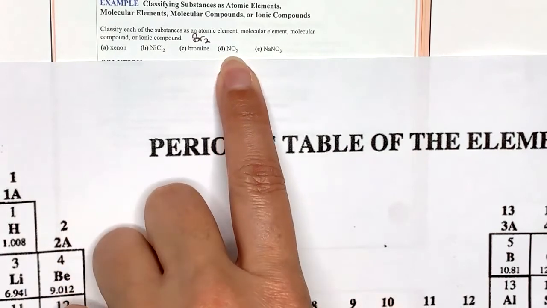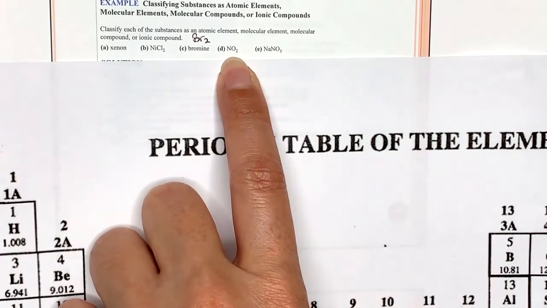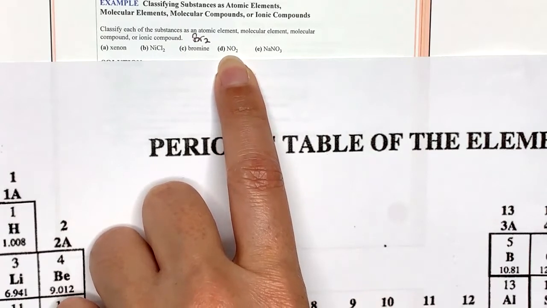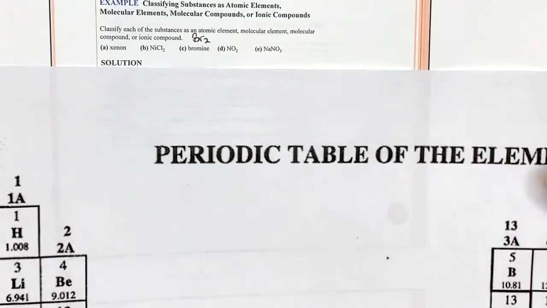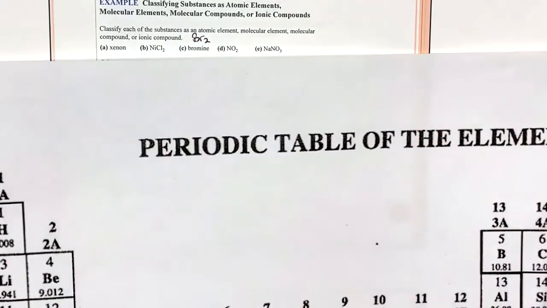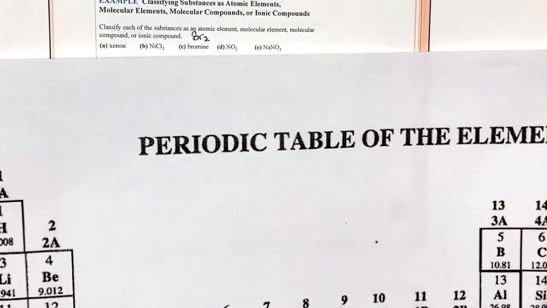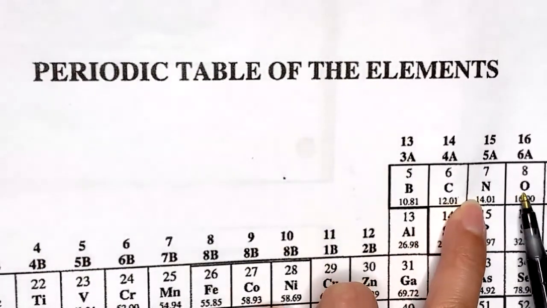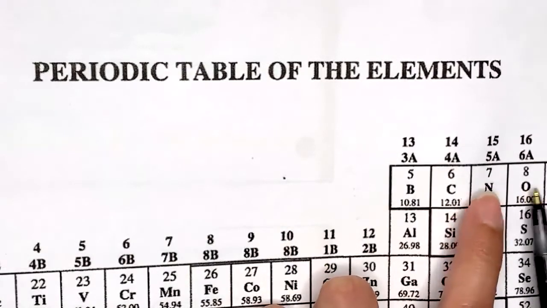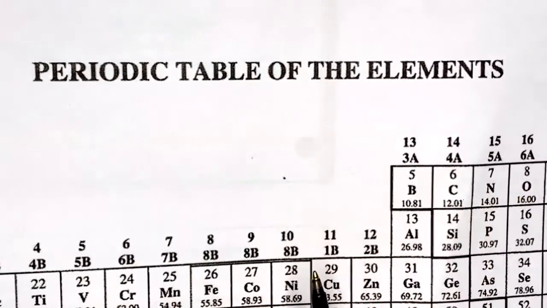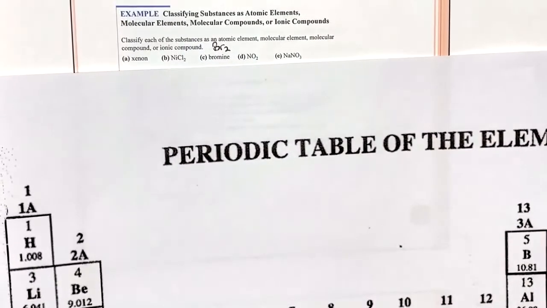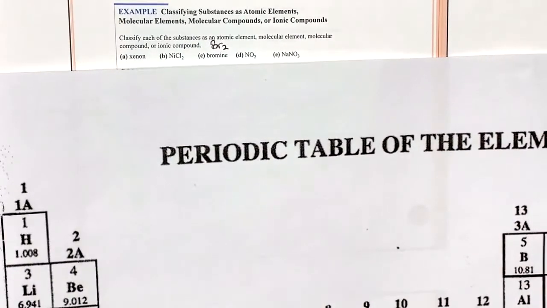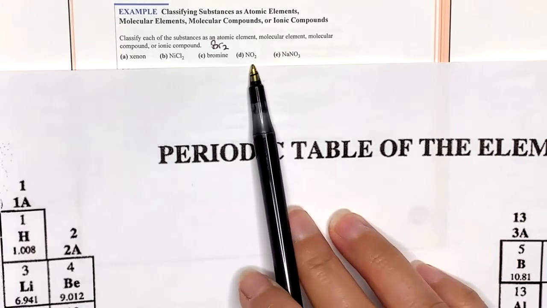So what about this guy? NO2. That's not an element, it's a compound. What kind of compound is it? Well, it's non-metal and non-metal, because nitrogen and oxygen are both on the non-metal side. Let me show you that on the periodic table. Let me zoom out a little bit. Right here, N and O. Group 5 and group 6, these are non-metals. So that means it is a molecular compound.